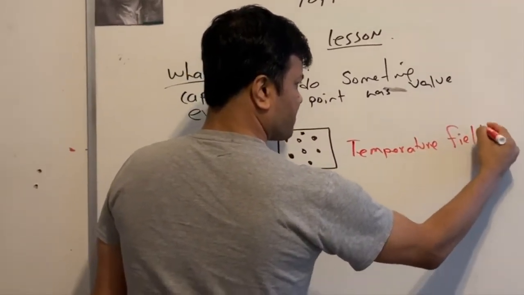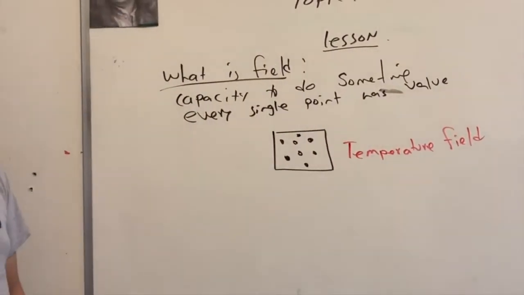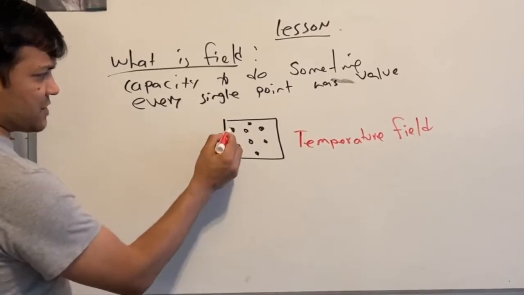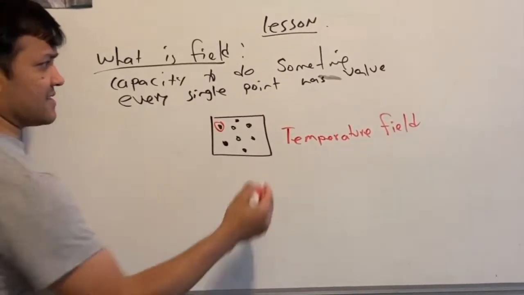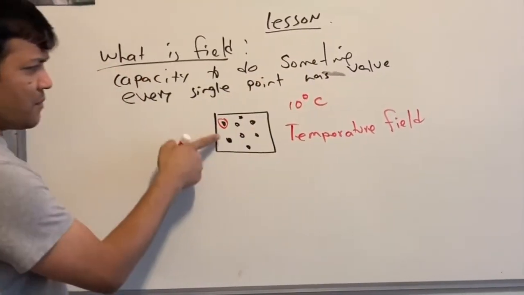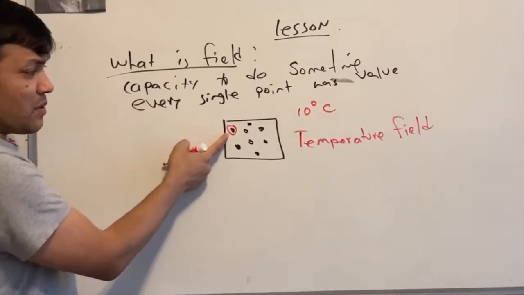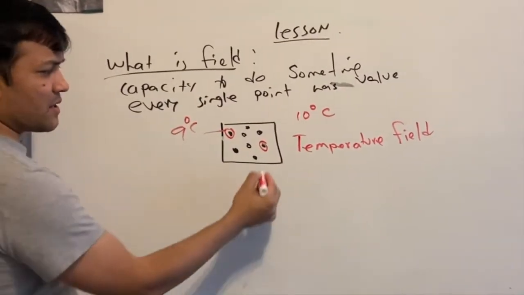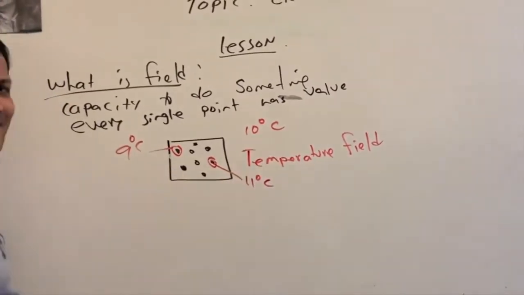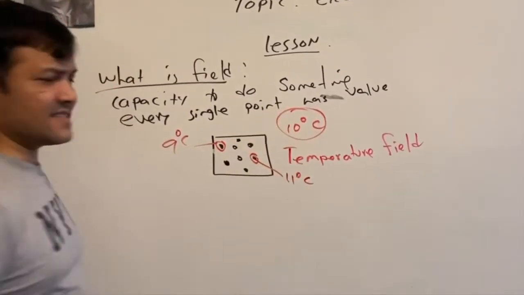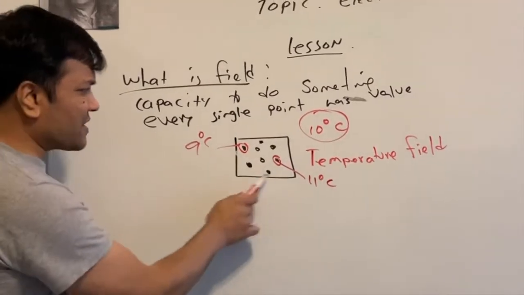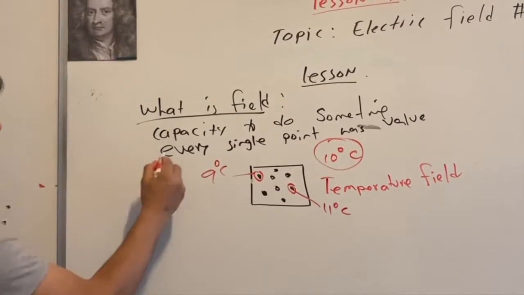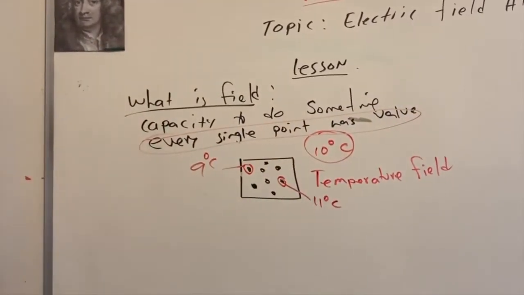Temperature field. Let's take the thermometer. What can you do with the thermometer? You can measure the temperature. If you measure the temperature over here, it is on average 10 degrees Celsius today. But if you measure it close to the window, it's probably going to be 9 degrees Celsius. Close to the radiator, it's probably going to be 11 degrees Celsius. So on average, it is 10 degrees Celsius. The temperature is not uniform, but every single point has a value.